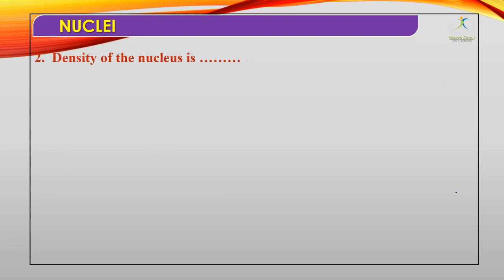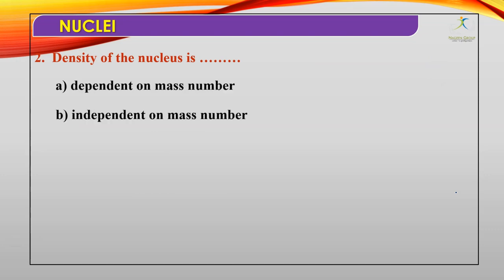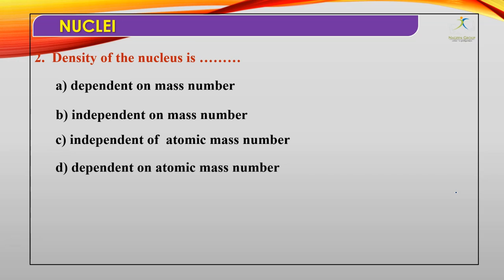The density of the nucleus depends on the mass number, is independent of the mass number, is independent of the atomic number, or is dependent on the atomic mass number. So here the correct answer for this question is: independent of the mass number.